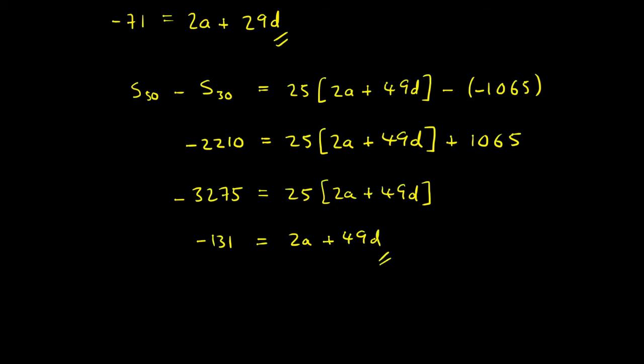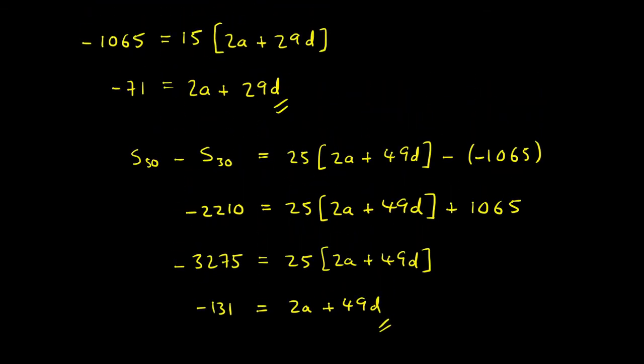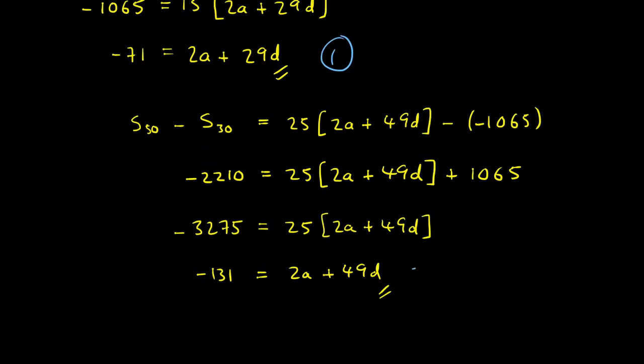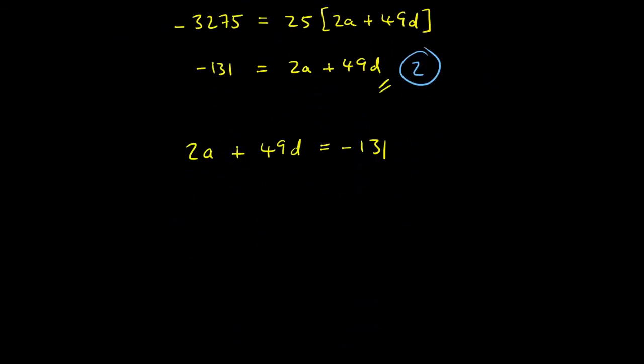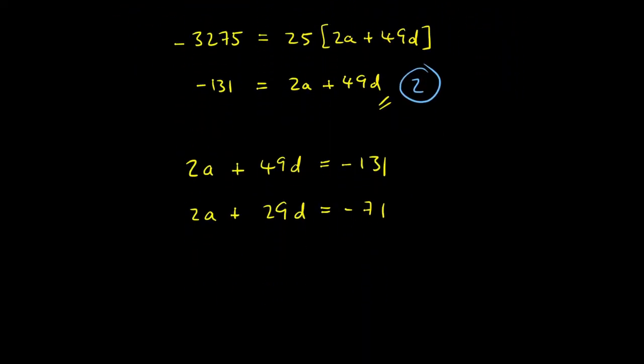Okay, all right, so it looks to me like I've got two equations. I've got this equation here, equation 1 I'll call it, and this equation here, equation 2. I've got two equations and two unknowns, which is simultaneous equations. So let me just rewrite it in a way that hopefully makes it easier to see. 2a plus 49d is equal to negative 131, and 2a plus 29d is equal to negative 71. Was that right? Yeah, negative 71.